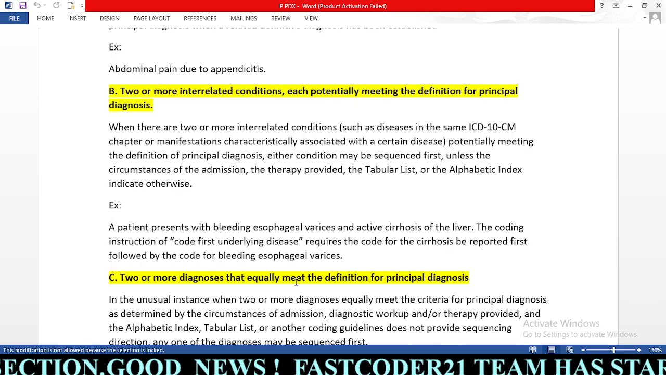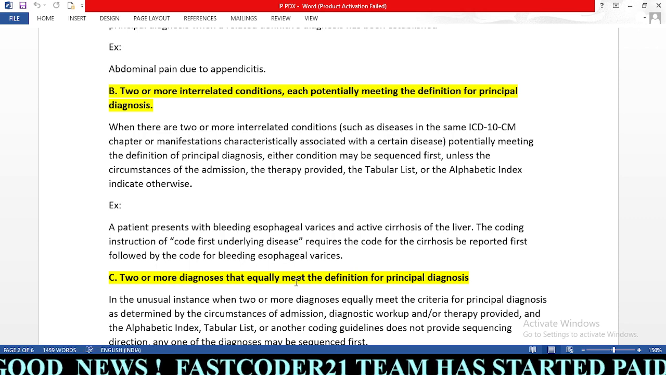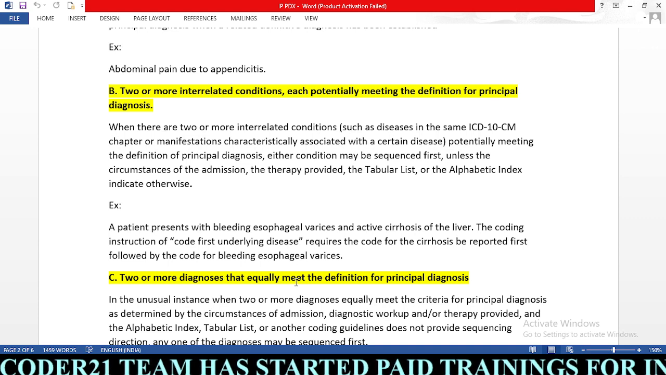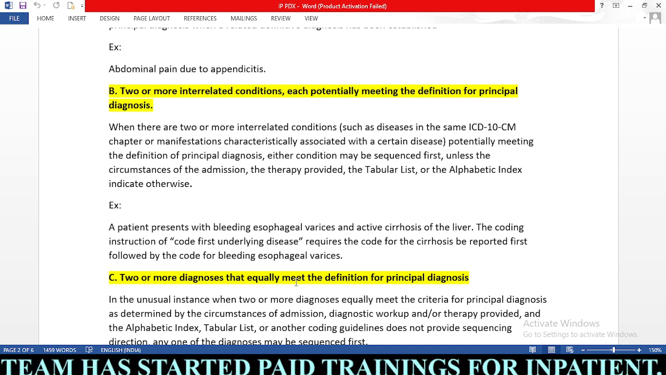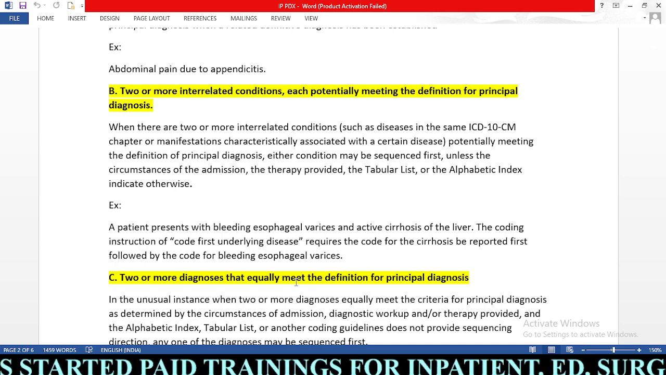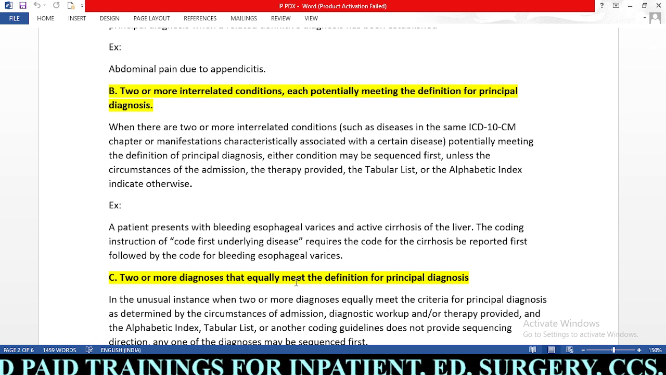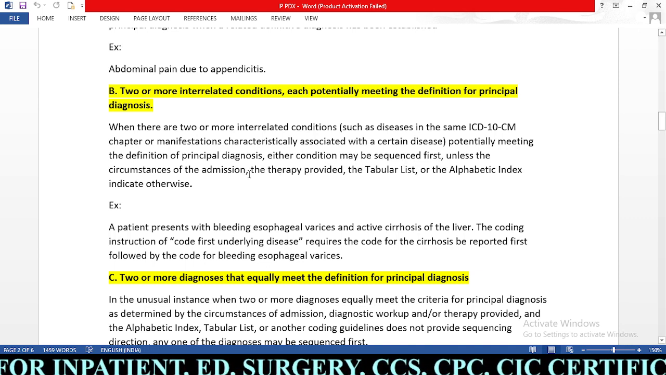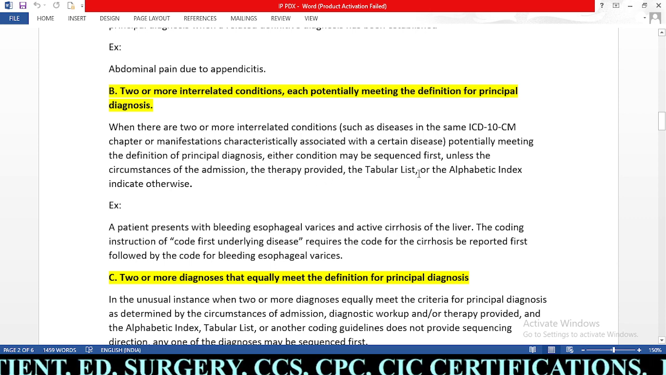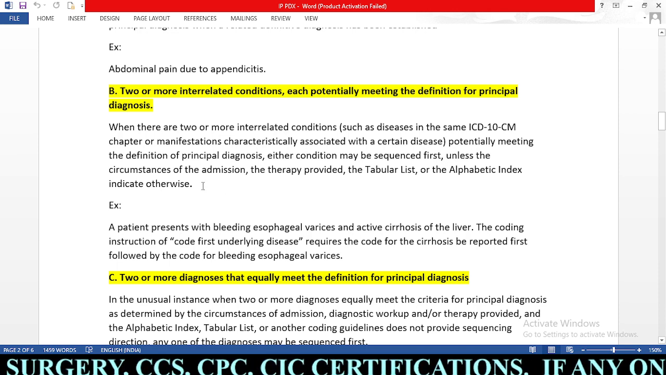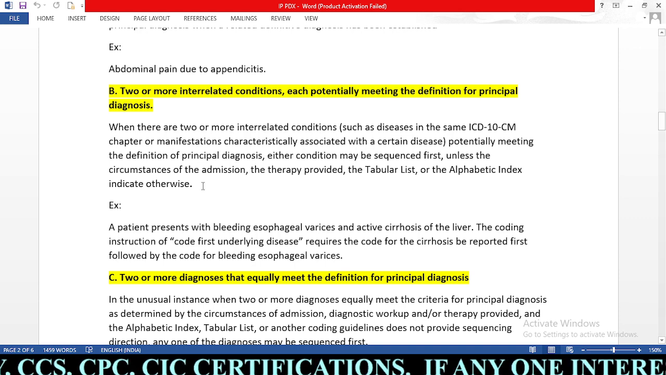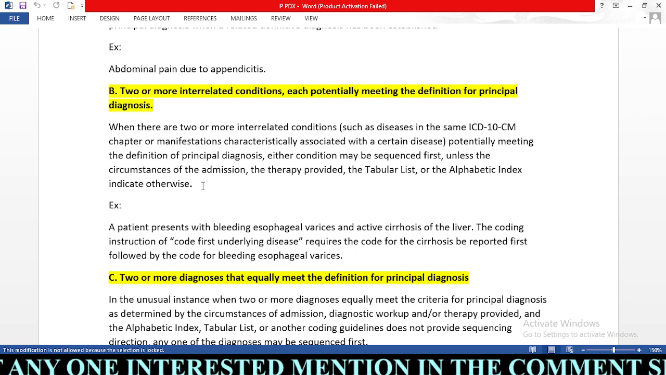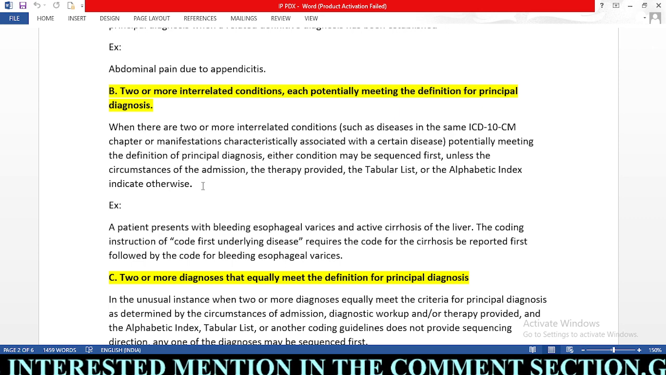Next guideline is two or more interrelated conditions, each potentially meeting the definition for principal diagnosis. So here keyword is interrelated. So these both conditions are interrelated with each other. So when there are two or more interrelated conditions such as diseases in the ICD-10-CM chapter or manifestations characteristically associated with a certain disease, potentially meeting the definition of principal diagnosis, this is important here. Either condition may be sequenced first unless the circumstances of the admission, the therapy provided, the tabular list or the alphabetic index indicate otherwise. So whenever there are interrelated conditions found in the document, we need to check circumstance of the admission, therapy provided, and we need to follow the tabular list and alphabetic index guidelines.